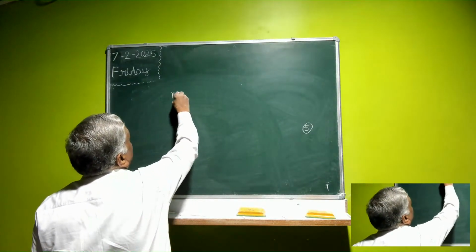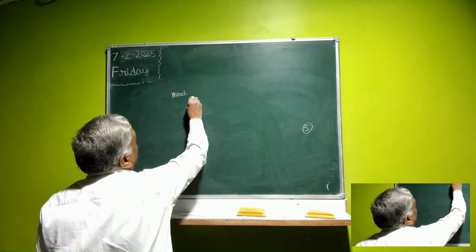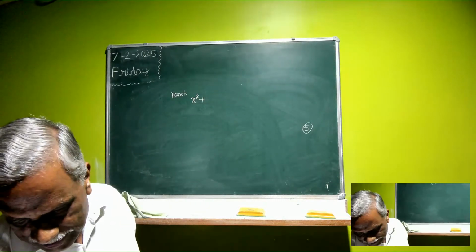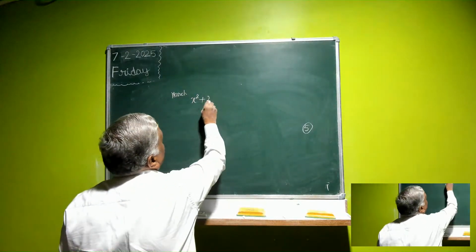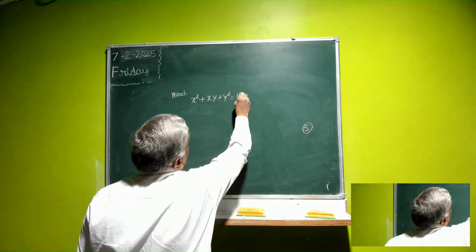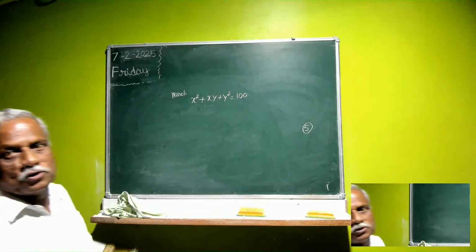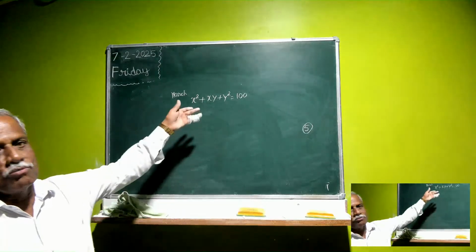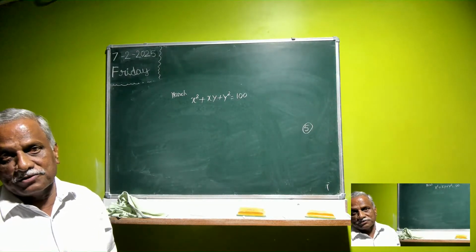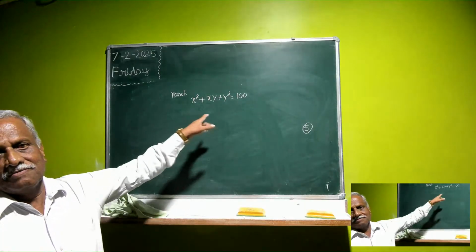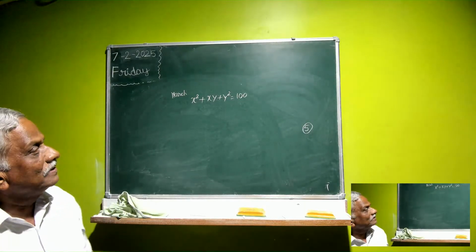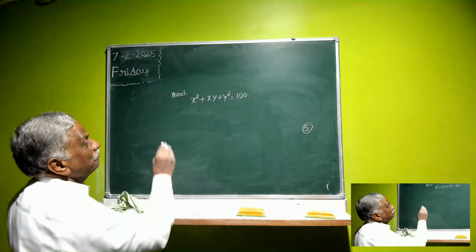March 2015, another problem, second problem. x square plus xy plus y square is equal to 100. If you go through the previous years' papers, you will see this problem has been repeated in 3 different years. I'm going to give you the different years also. Without even changing 100. You could have changed 100 to 200, but we have not done that. It's again an implicit problem.